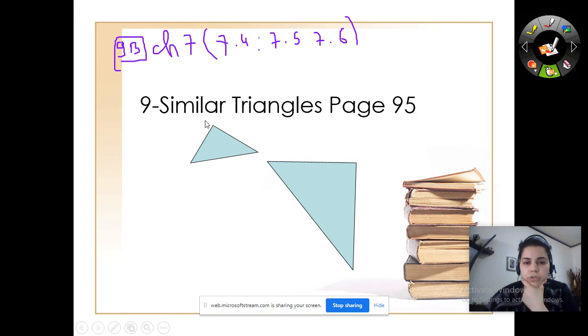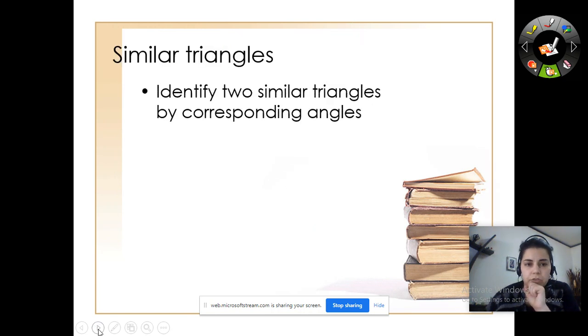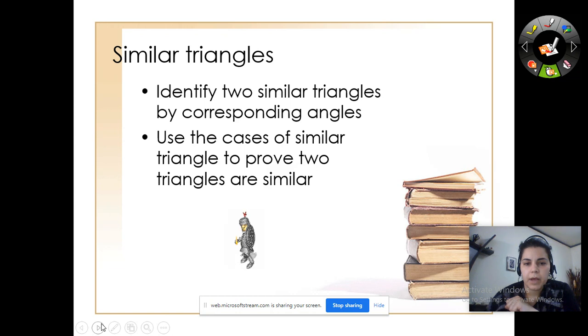If I look at those two triangles here, you can see that they look the same, but they are not overlapping. What does it mean, similar triangles? I will show you this in the second PowerPoint. First, what you're gonna learn in this chapter: how to identify similar triangles by corresponding angles, and using the cases of similar triangles to prove the triangles are similar.